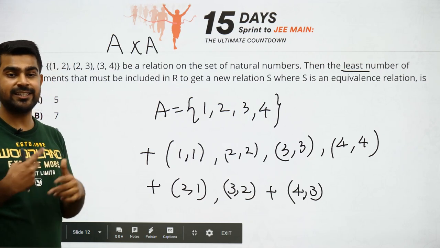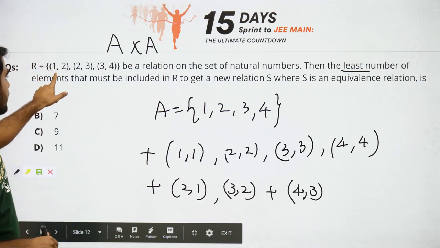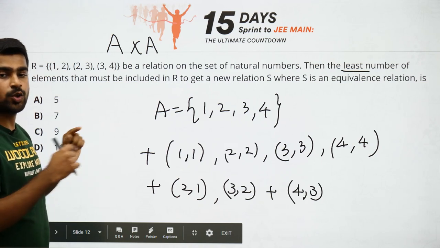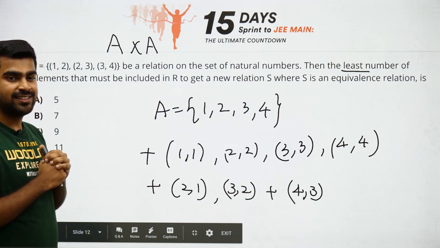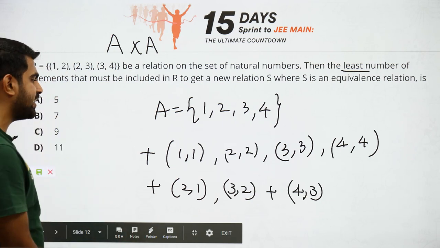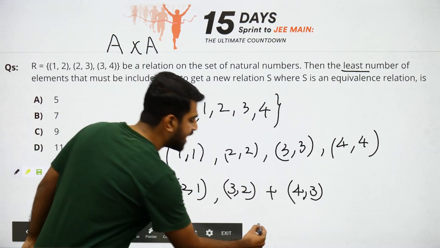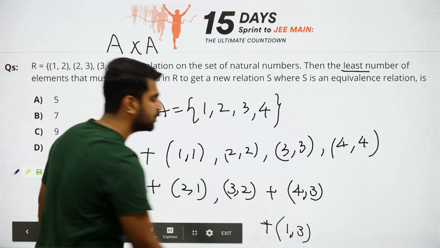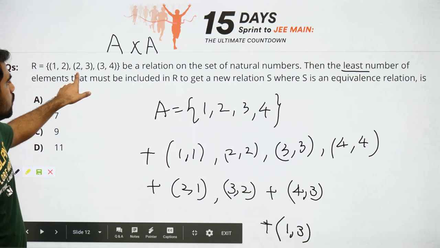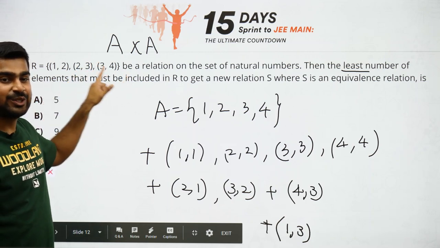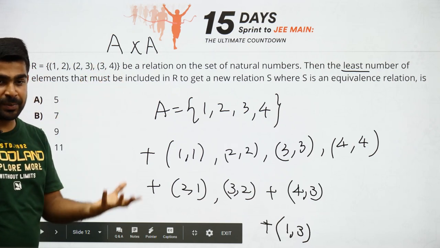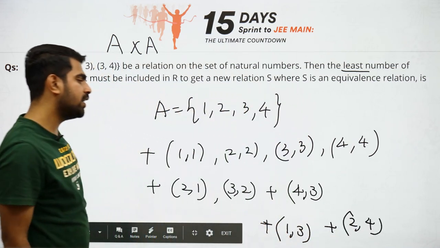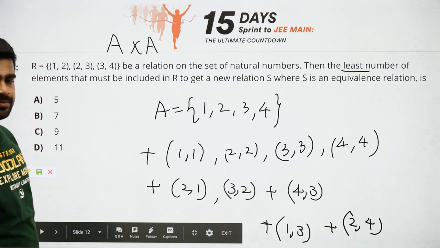Now let us see how to make it transitive. So look at it carefully, guys. 1, 2 is there, 2, 3 is there. So what should be present inside? 1 comma 3 should be present inside, because it has to be transitive. So I will add 1 comma 3 as well. Now 2 comma 3 is there, 3 comma 4 is there. So what should be present? Obviously 2 comma 4 should be present. Okay, is that clear to everyone?